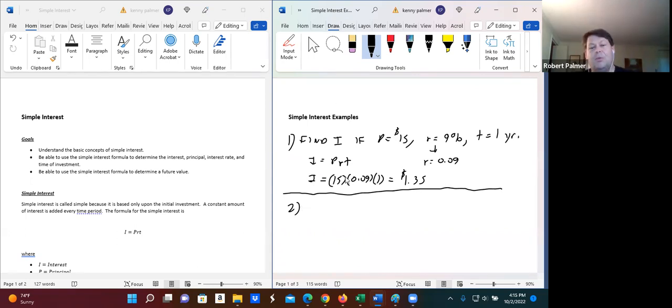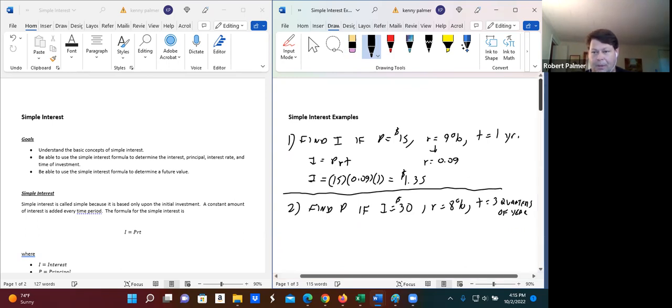Okay, this time we want to find the principal, P. Let's say we have I, so the interest generated is $30. Our interest rate is 8%. And our time, our T, is 3/4. What does 3/4 mean? 3/4 of a year.